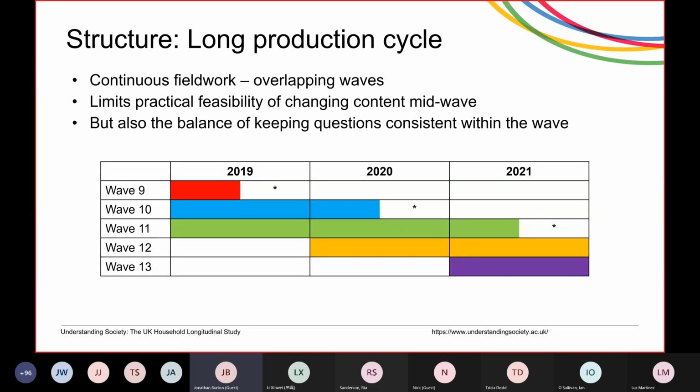It's very difficult to change things mid-wave. And we also want to keep questions consistent within the wave. If we suddenly change a question halfway through a wave, it means for half of that sample, we don't have the response to that question. So we're really inclined to try and keep the annual interview fairly consistent, and researchers can use things like the date of interview to analyze how things changed during the COVID period.